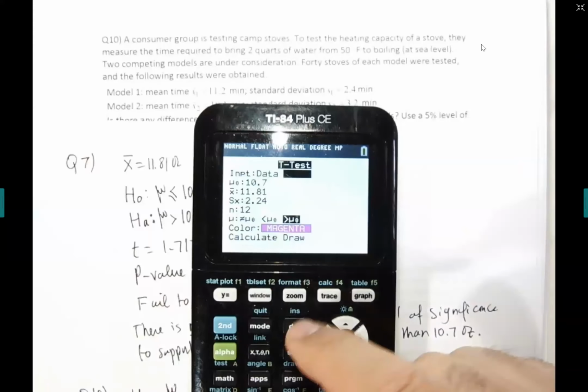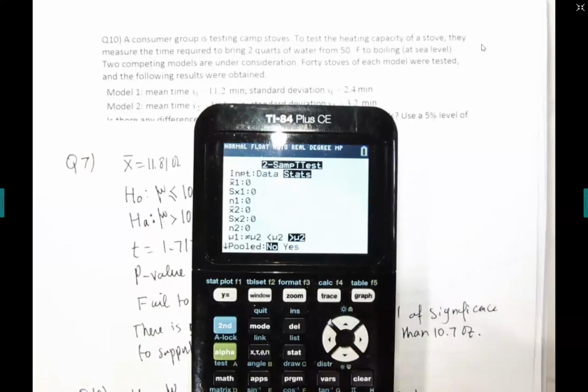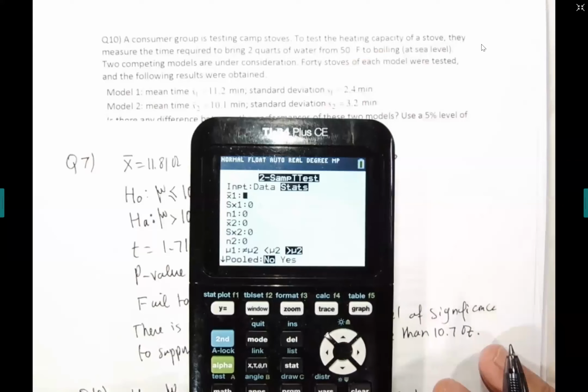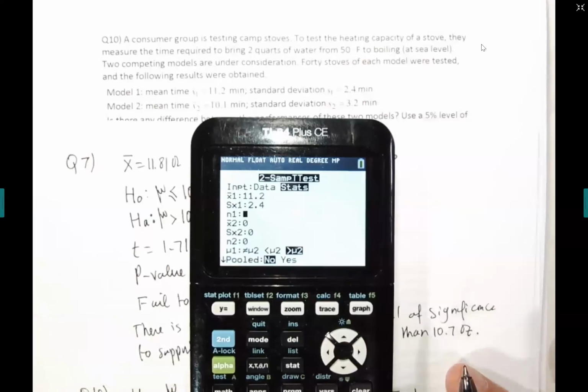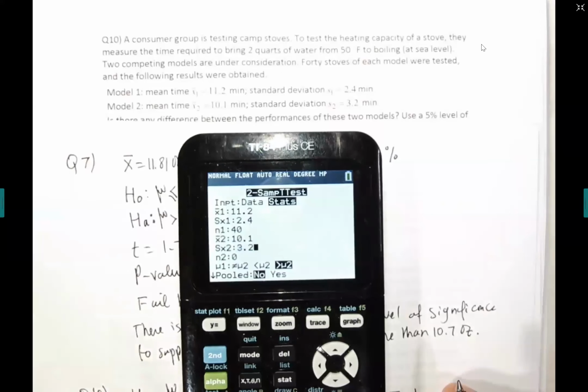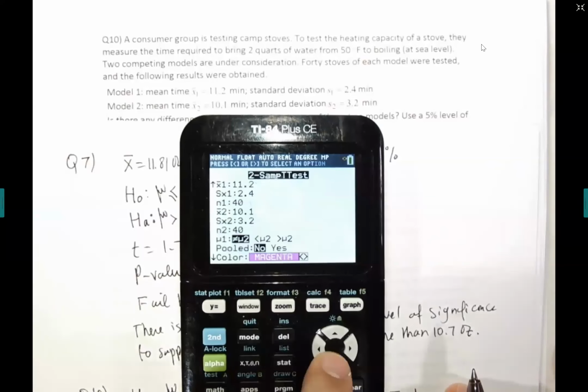Stat, tests, 2-sample t-test. X1 bar, it's 11.2. S1, 2.4. I'm just reading what he gave me. N1, he says 40 from each. X2 bar, guys, is 10.1. S2, 3.2. N2 is 40. And then we're testing that mu1 not equal to mu2. And as I told you, population variances are not equal, so pooled is no. And then hit calculate.